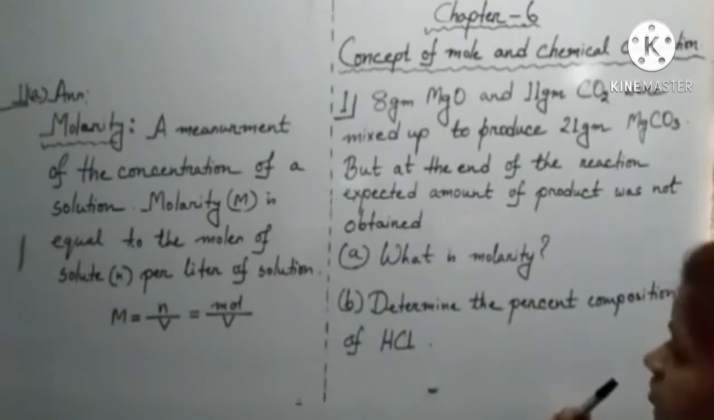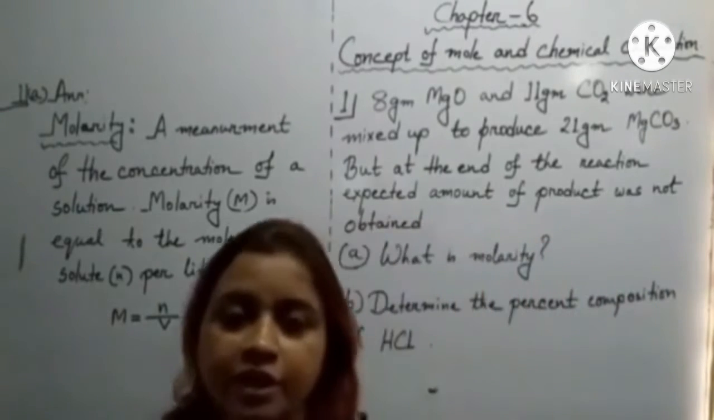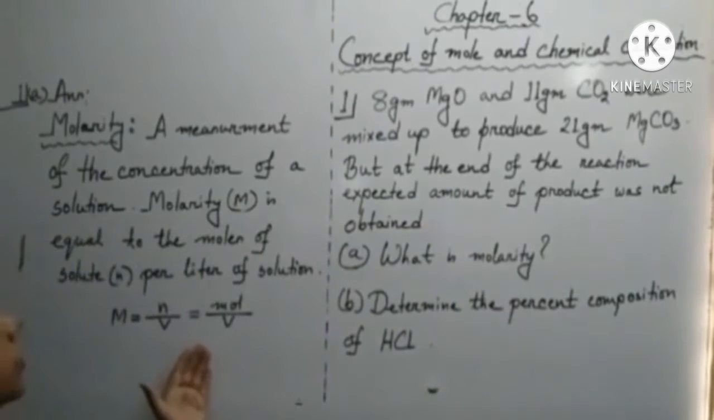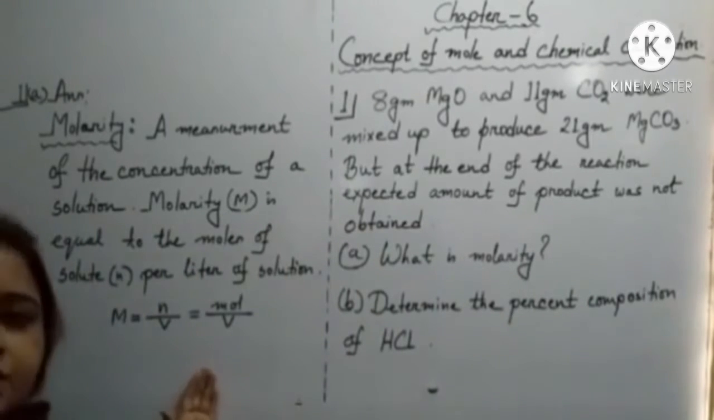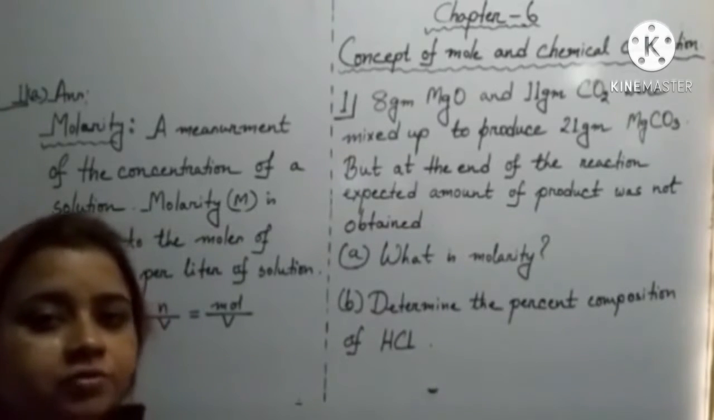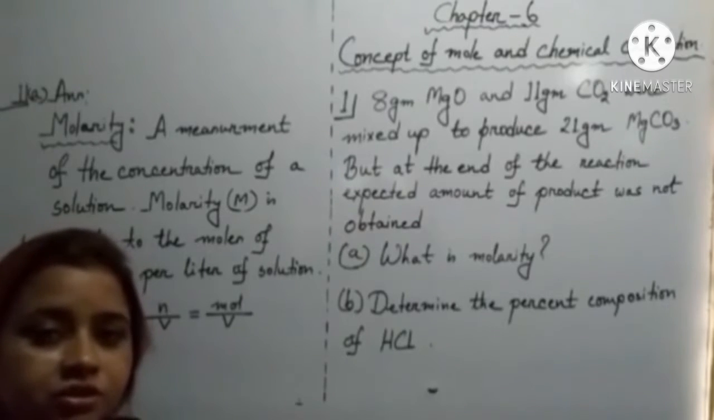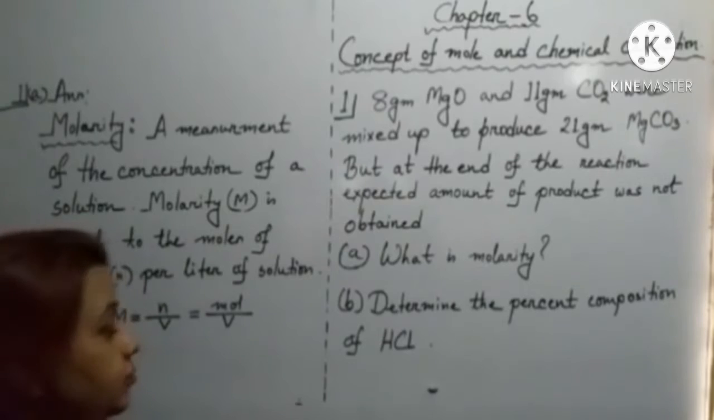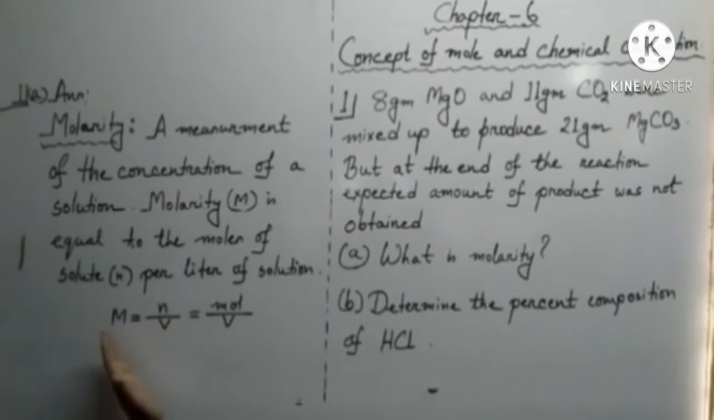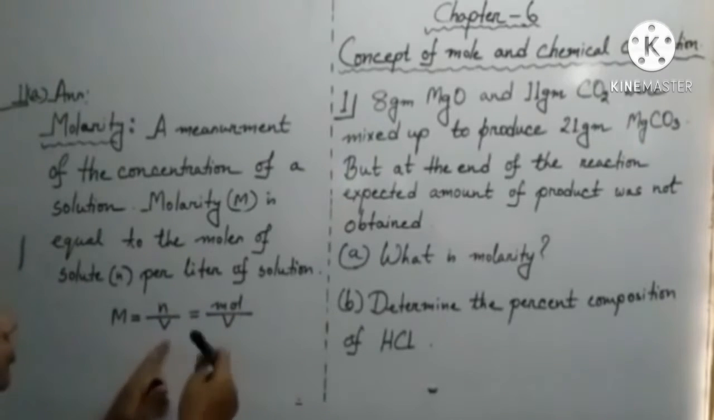Question A. What is molarity? Actually, molarity is the unit of concentration. That means the number of moles of solute dissolved in 1 liter of solution is known as molarity. Molarity is expressed by capital M, and M is equal to N by V. The unit of N is mole and the unit of volume is liter. That means molarity is equal to mole per liter.